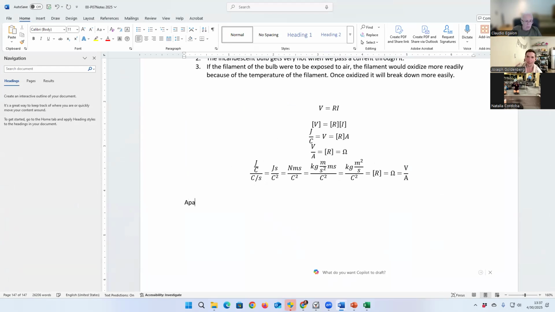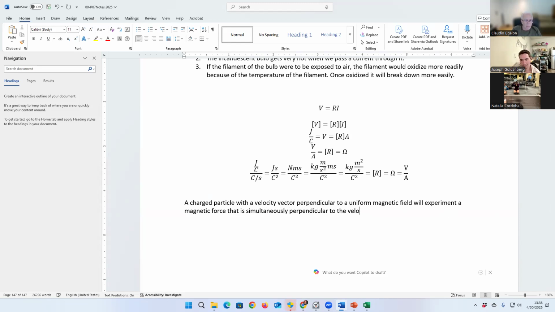A charged particle with a velocity vector perpendicular to a uniform magnetic field will experience a magnetic force that is simultaneously perpendicular to the velocity and magnetic field vectors, right?